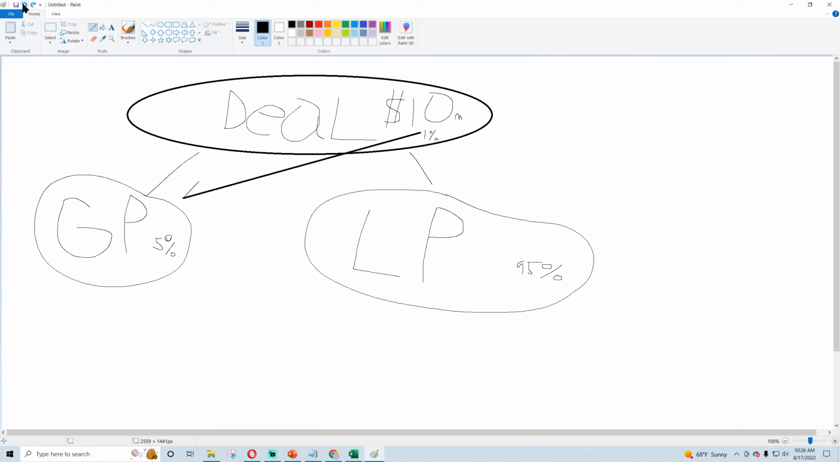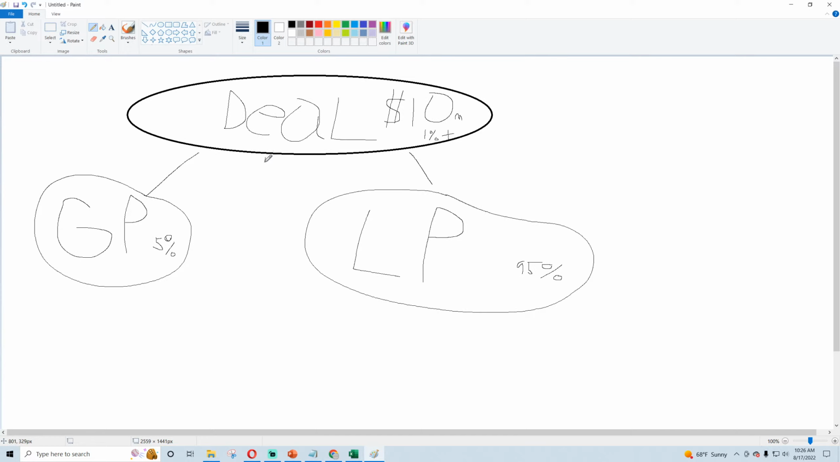Actually, no. Let me rephrase this. This 1% adds to the total deal cost. So now the total deal cost is 10,100,000. The GP has to contribute 5% of the new amount.